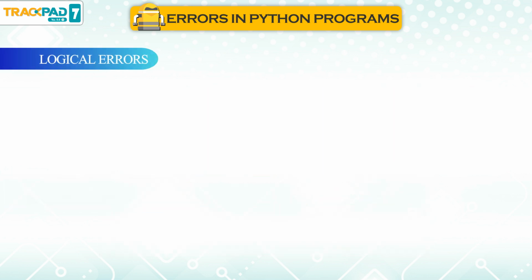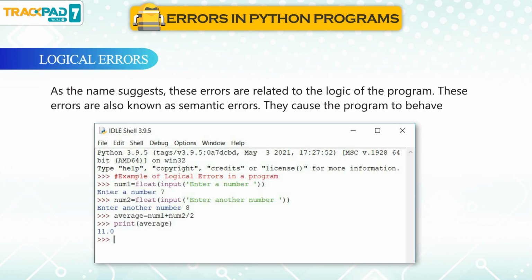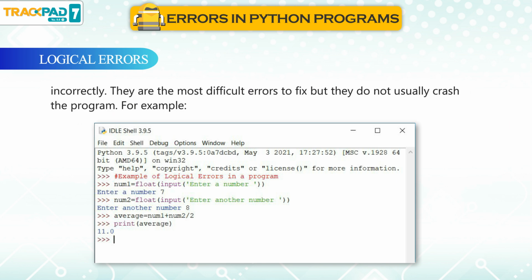Logical errors. As the name suggests, these errors are related to the logic of the program. These errors are also known as semantic errors. They cause the program to behave incorrectly. They are the most difficult errors to fix, but they do not usually crash the program.